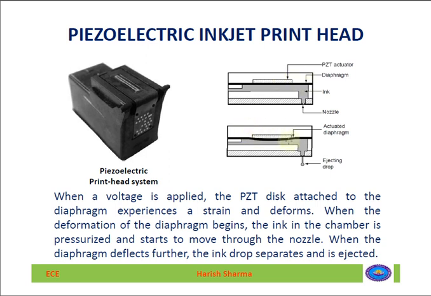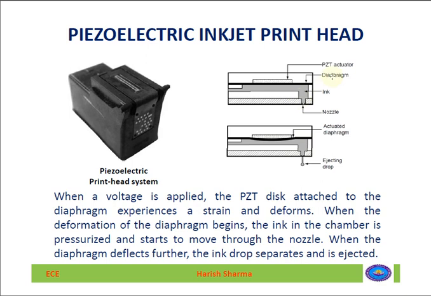See this one in the next image. The voltage has been applied to the piezo material, so there is a strain. It's stretched, so there is a strain in this diaphragm, and it deforms. Because of this, it will apply pressure. It will pressurize the liquid, and this liquid will move towards the nozzle. When the diaphragm deflects further, in the next cycle, the ink drop will separate and be ejected from this one.